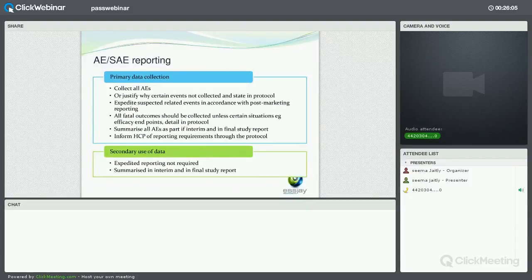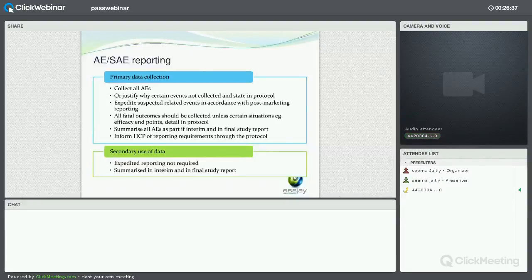Okay, just to touch on adverse event reporting, so it's divided up. Most of this comes from Module 6. It's divided up into primary data collection and secondary data. So if it's primary data collection, so you've got your cohort study, something like that, you need to collect all of your ADRs, or if you don't, you need to justify why certain events aren't collected, and that needs to be in the protocol. And you need to expedite according to the post-marketing reporting, so according to GVP Module 6.